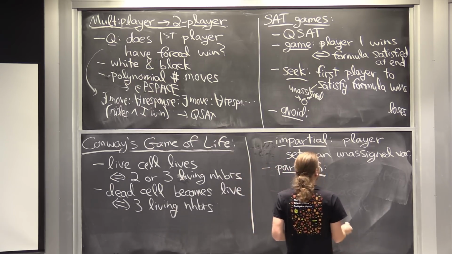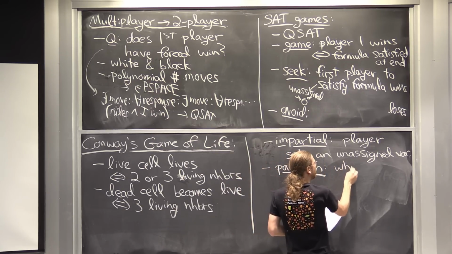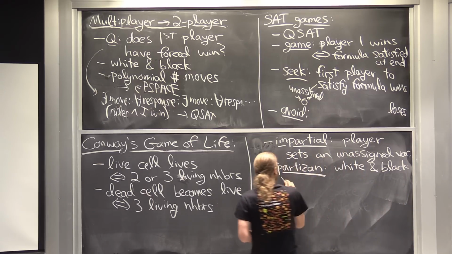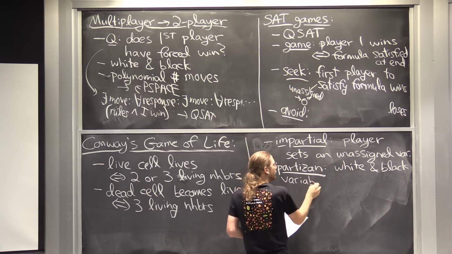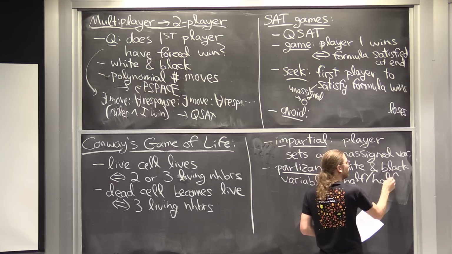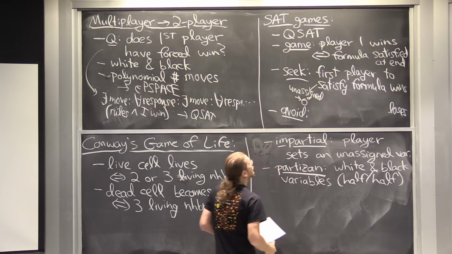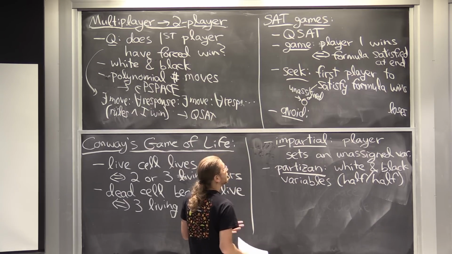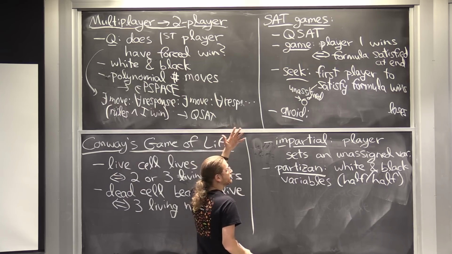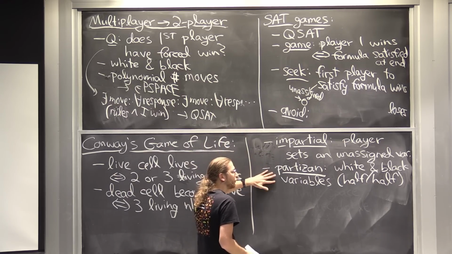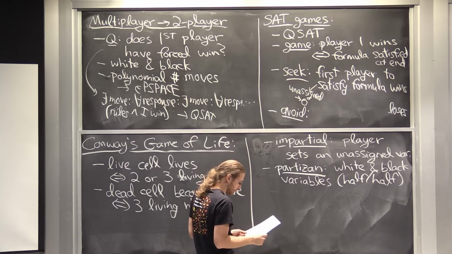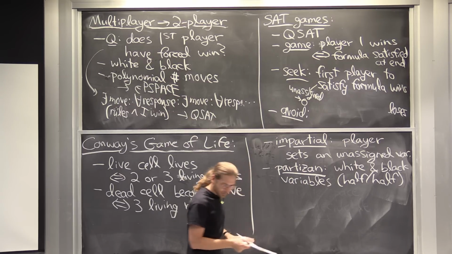Okay, the partisan version is that there are white variables and there are black variables. The white player can only set white variables. The black player can only set black variables. There's 50% of each, and so they have balance if you play all the way to the end, like in the game version. It's okay to have the white player play any unassigned white variable and set it to true or false. Okay, I think that defines all the games that I want.